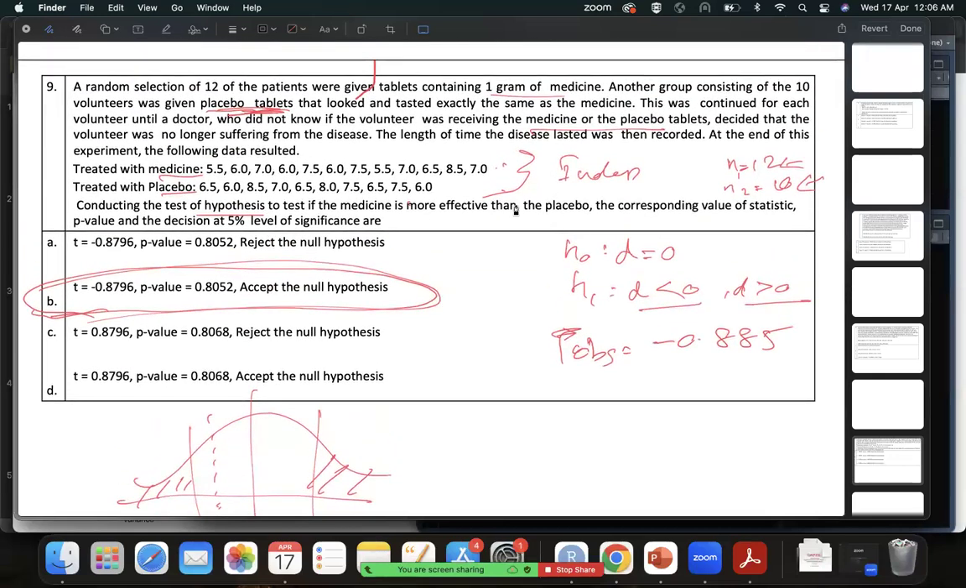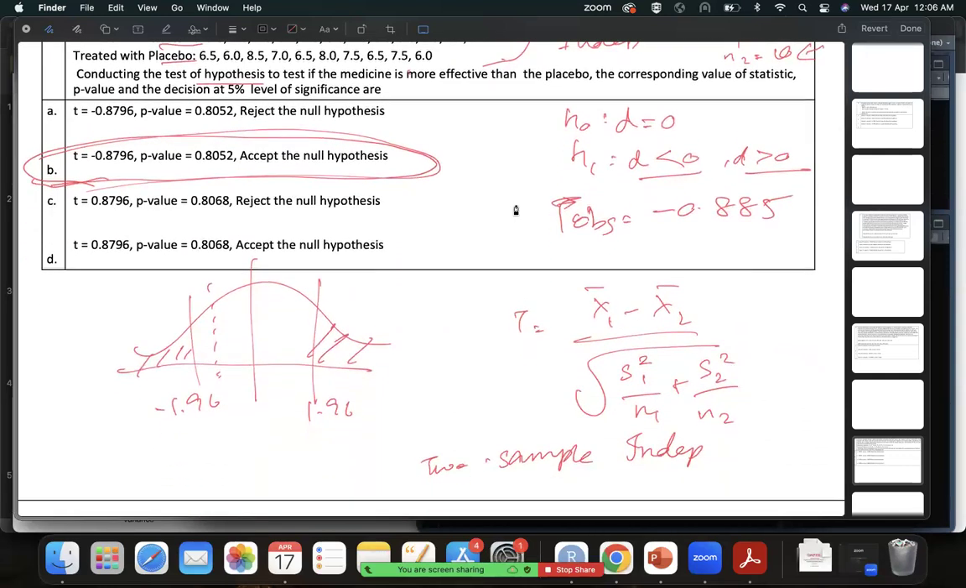Yeah, you just need to make sure what formula you apply. So in this case, you just apply x1 bar minus x2 bar divided by square root of s1 square by n1 plus s2 square by n2. Because these are two sample, independent, unpooled variance.